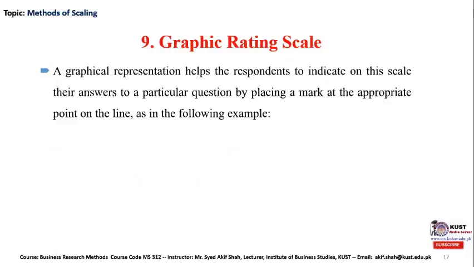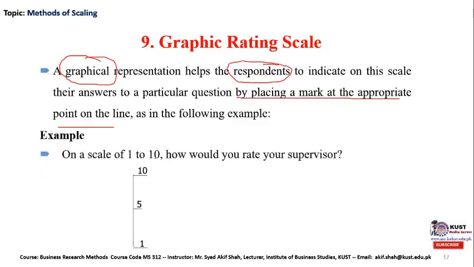Last but not the least, the graphic rating scale is really important. A graph representation should be there for the respondents to indicate their answer to a particular question by placing a mark on the appropriate point on the line. Let's suppose we have an example on a scale of 1 to 10. The researcher is interested to know how you would rate your supervisor once again. This is a generic question where 10 is the highest number on the graph and 1 is the lowest. If you select 10 for your supervisor in general, the researcher will assume that this supervisor is quite good in the generic perspective on the basis of their interpersonal skills, product innovations, liaison, friendly environment, and problem solving nature.